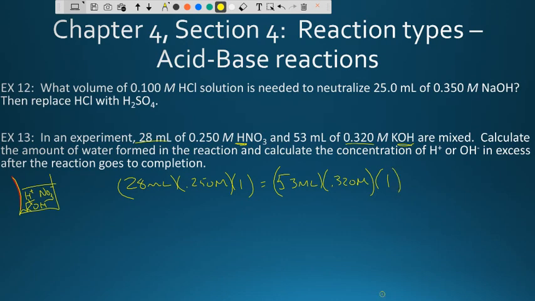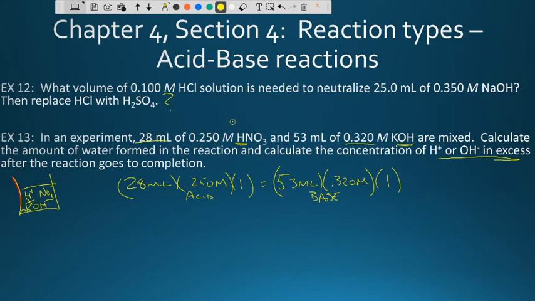I want to calculate the amount of water formed in the reaction and calculate the concentration. Well, notice I'm not asking how much in there. There is no question there. I'm taking a look at all this information. This is my acid side, and this is my base side. What is this question asking? This question is asking how much water will be formed. That's a stoichiometry problem.